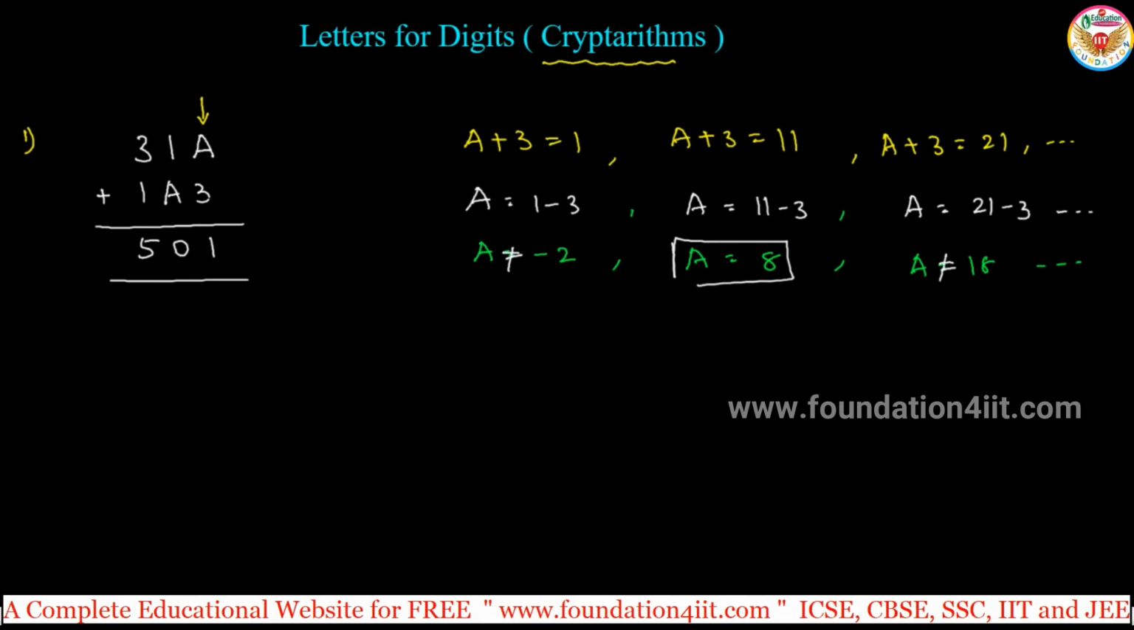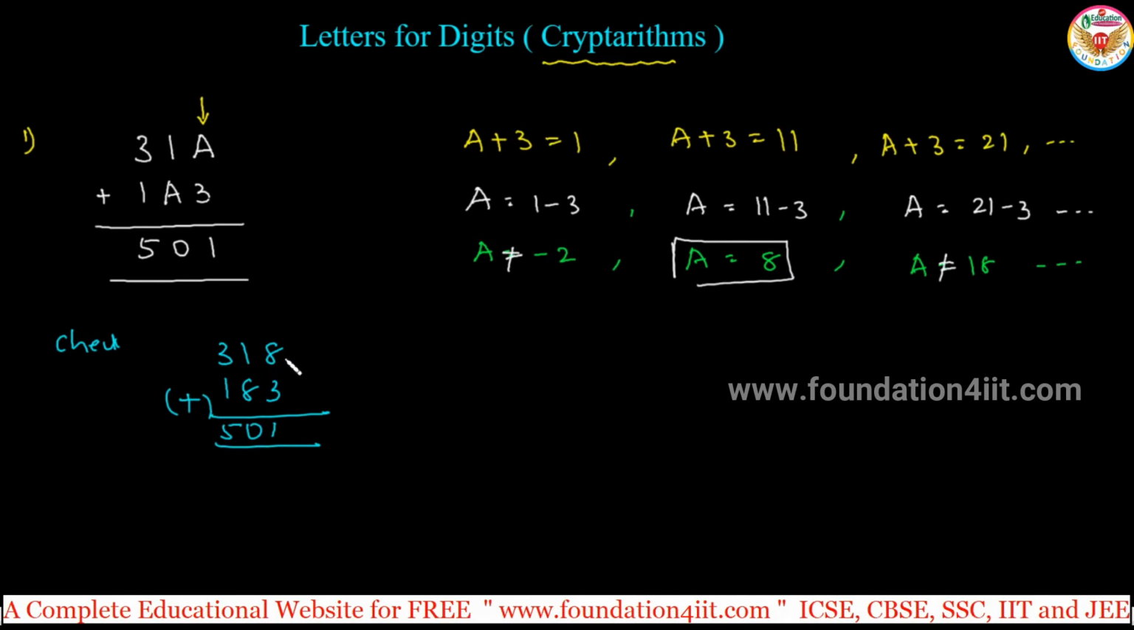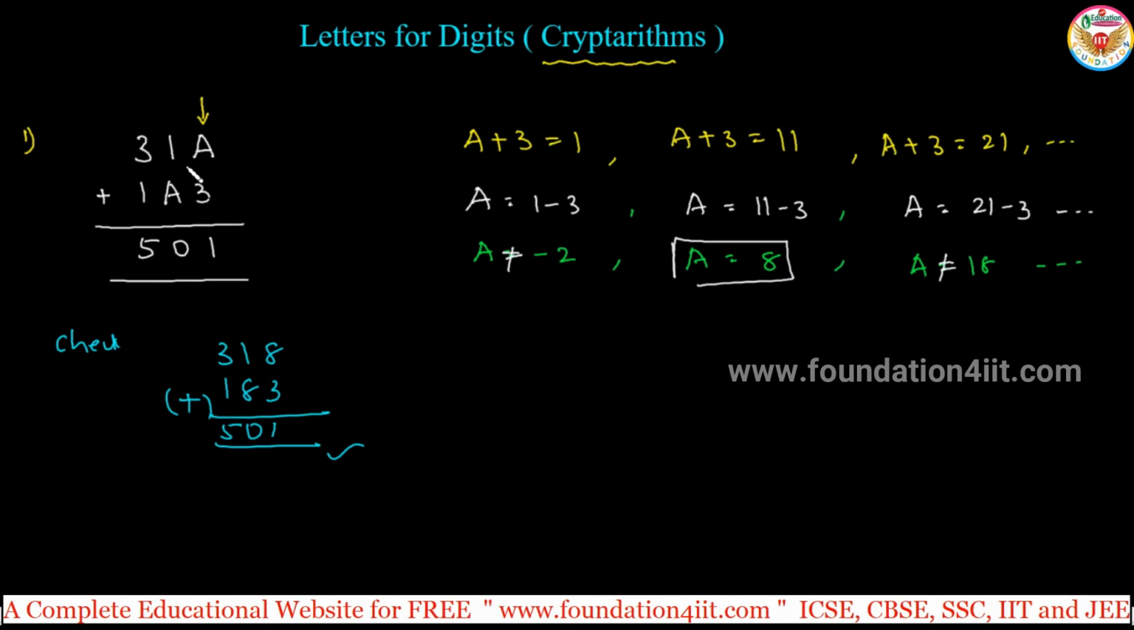Let us check here the rule. Checking 318 plus 183. The answer is 501. By adding this exactly we'll get it. It satisfies the rule. 8 plus 3 is 11, 1, 9, 1, 10, 1 carry, 4, 5. So 501. Right? So A is equal to 8 satisfies the addition in tens and hundreds columns.